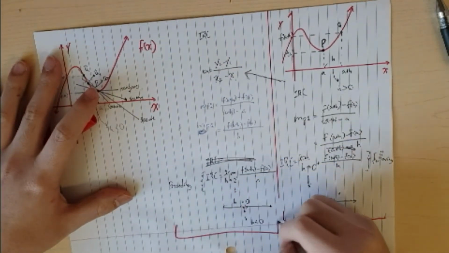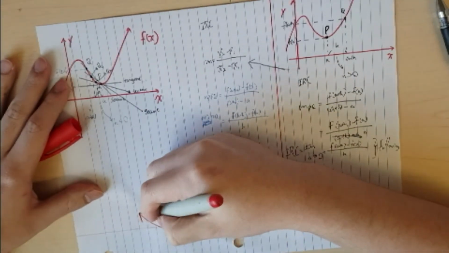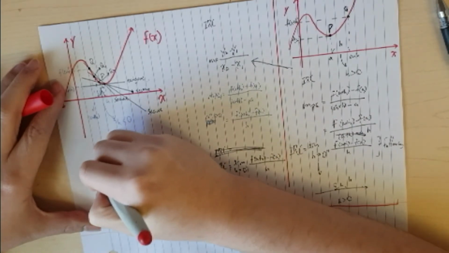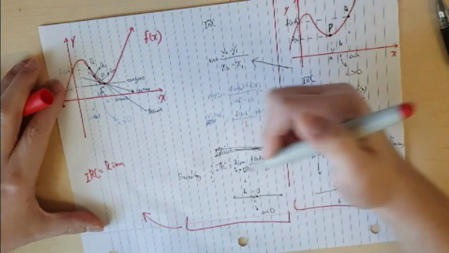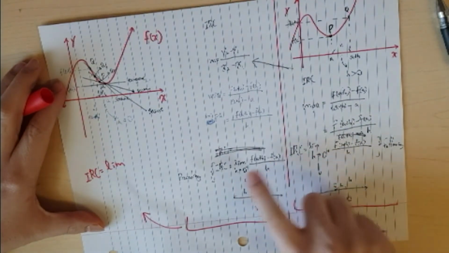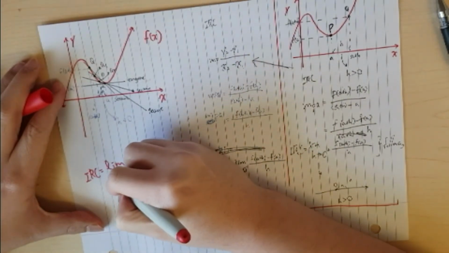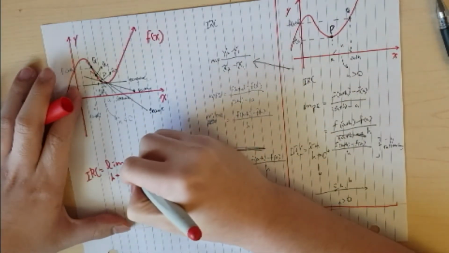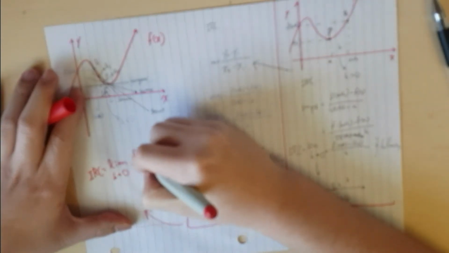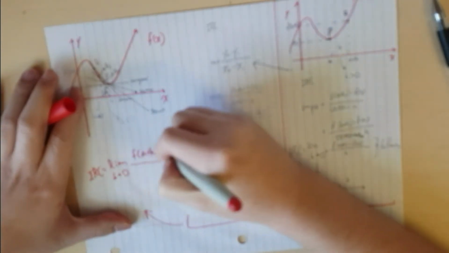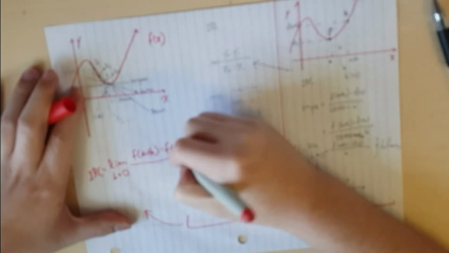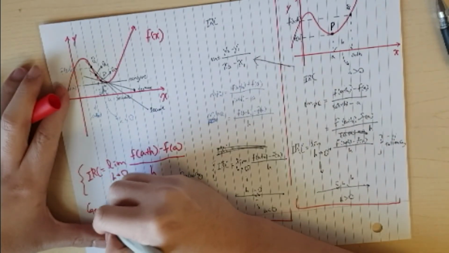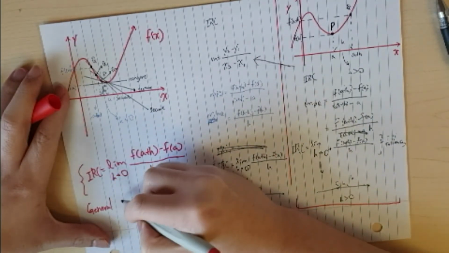Now we combine these two formulas. We can develop a new formula: IRC equals the limit as h approaches 0 from both sides. So it's h approaching 0. We don't need to write a plus or minus. So this one is the general formula.